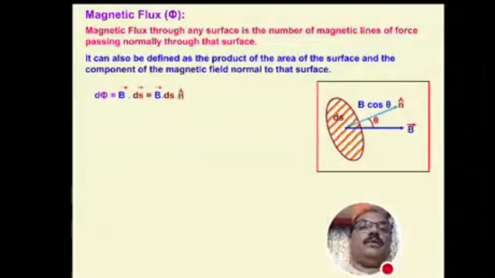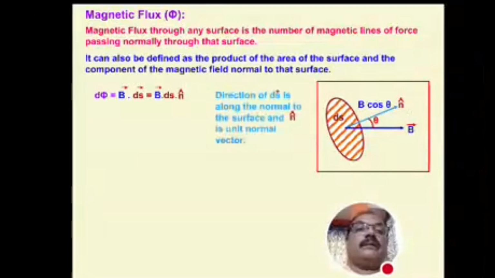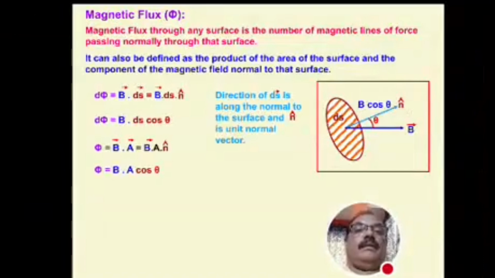dΦ equals B·dS, that is actually a dot product, because the flux is a scalar quantity. So it is a dot product of magnetic field and area. If theta is the angle, then we can write B dS cos theta. That is your magnetic flux. If you integrate it, you will get the magnetic field and the complete area, that is BA, or you can write BA cos theta.